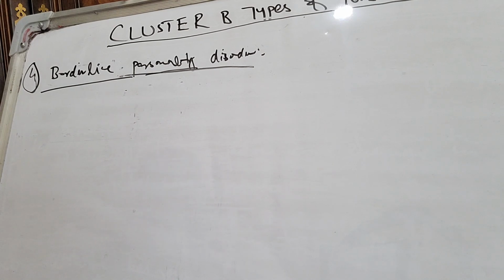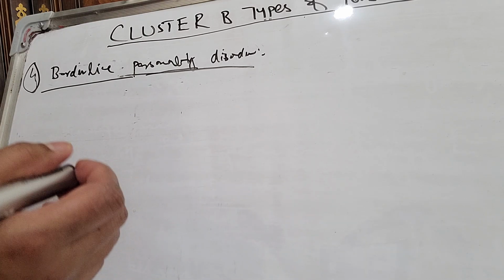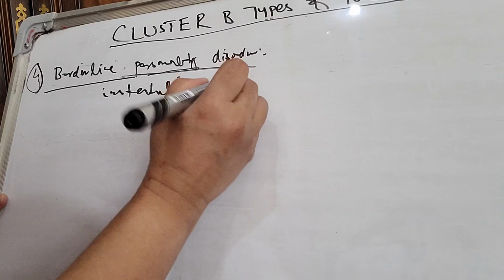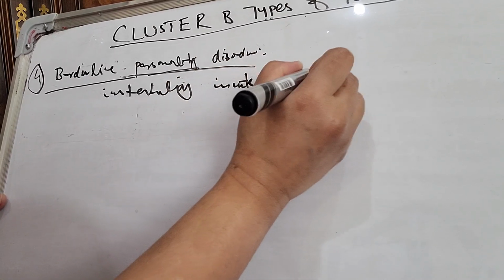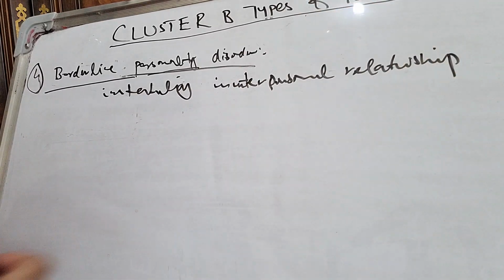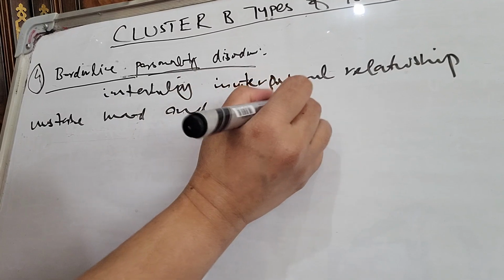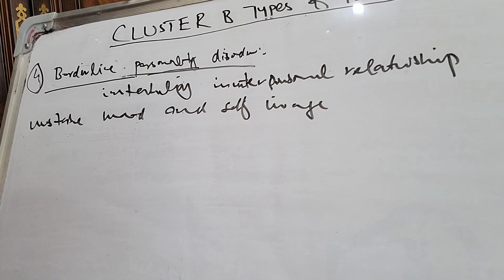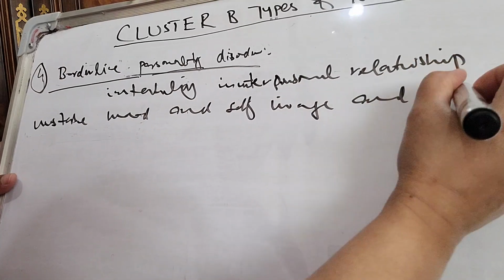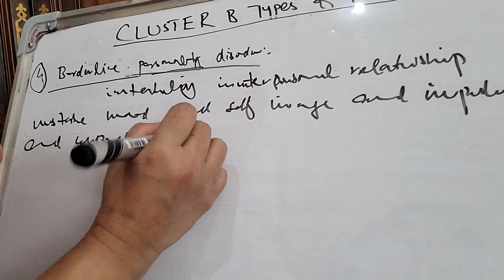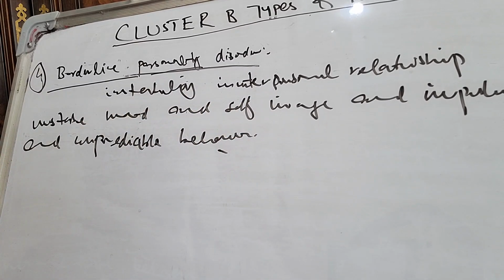The last, number four, is borderline personality disorder. Borderline personality disorder is characterized by instability in interpersonal relationships, unstable mood and self-image, and impulsive and unpredictable behavior. You cannot predict. That is borderline personality disorder.